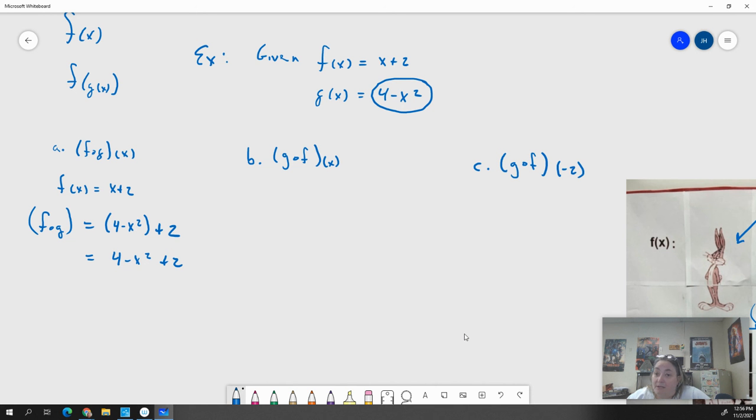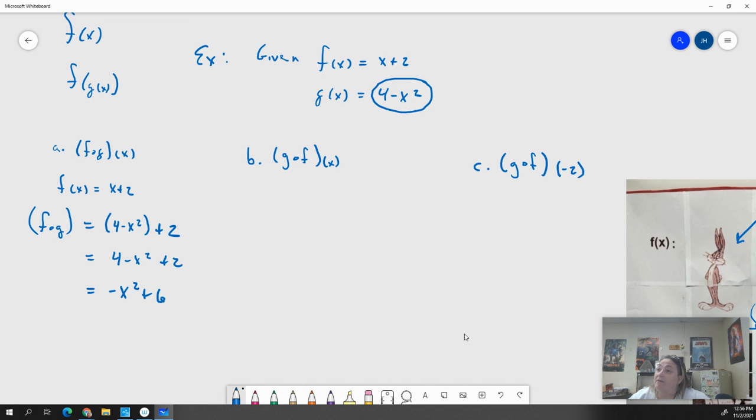Here I wind up with negative x squared. 4 plus 2 is 6. That's it for that, right? I'm just combining those two things.